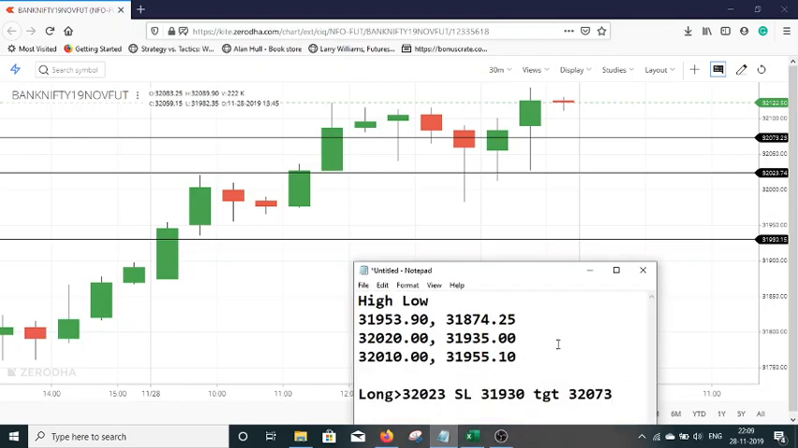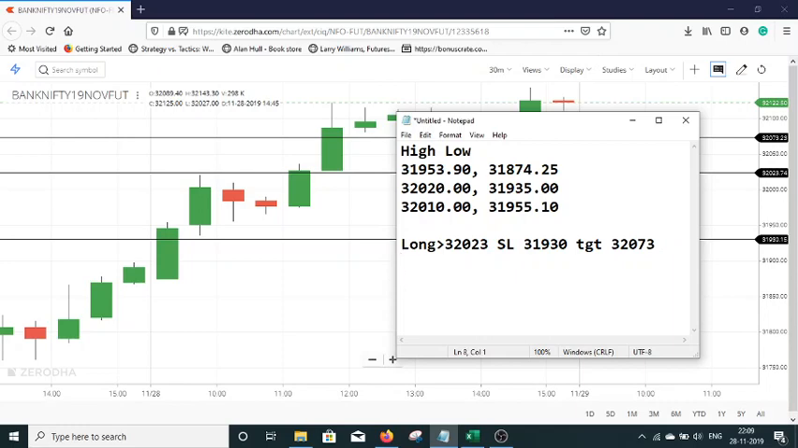So today we have earned 50 points. Our income today is 50 points into 20, that is 1000 rupees. If we subtract the commissions, which should be around 60 rupees, today's income is INR 940.